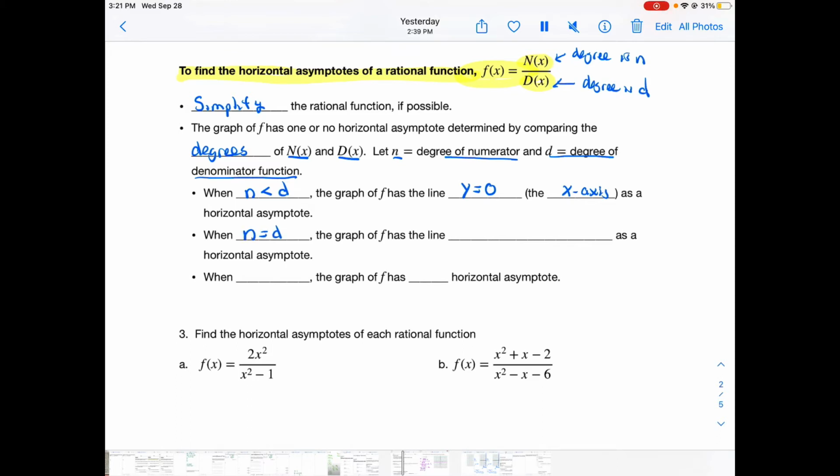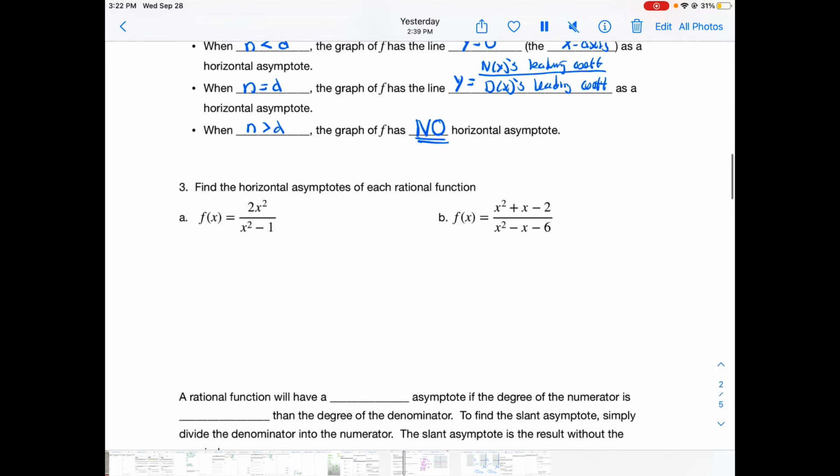If the degree of the numerator equals the degree of the denominator, you find your horizontal asymptote by doing a simple equation. You take the leading coefficient of the numerator's polynomial and divide it by the leading coefficient of the denominator's polynomial. When the degree of the numerator is greater than the degree of the denominator, you have no horizontal asymptotes in the problem.